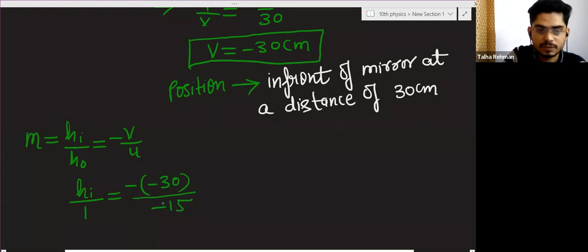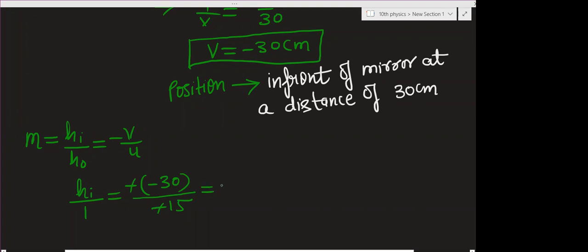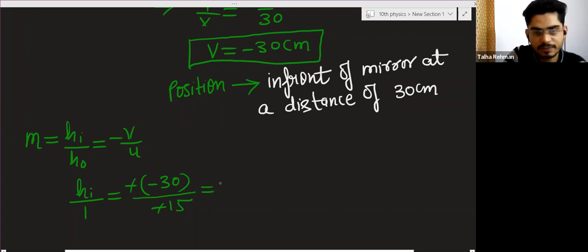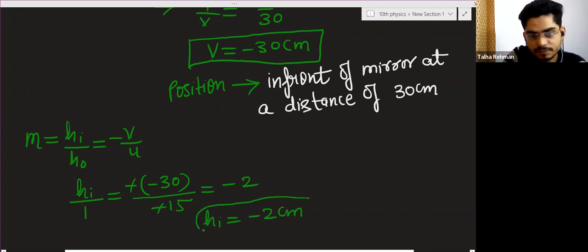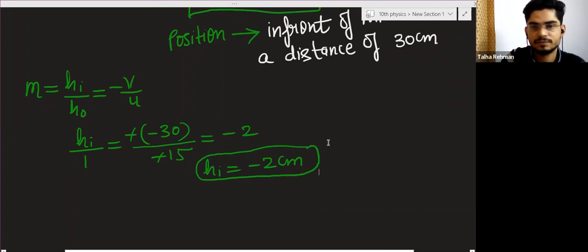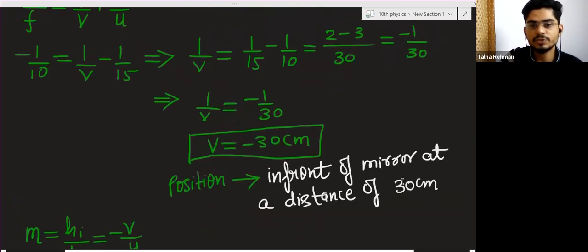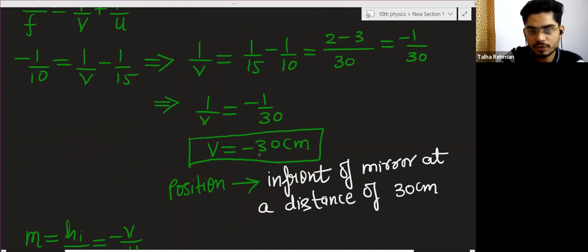Yes. This and this cancel out. This will become 2, and multiplied by minus, this will become minus 2. So the height of image comes out to be minus 2 centimeter. So the height of image is negative. So the image is inverted.